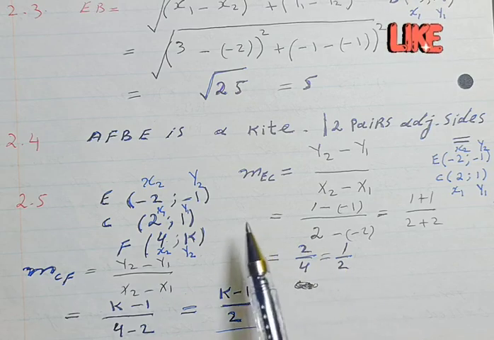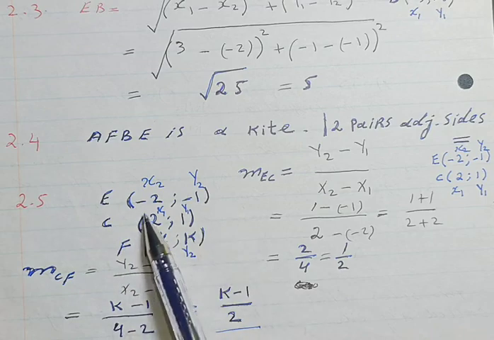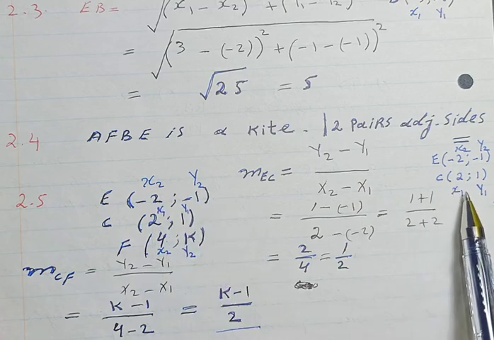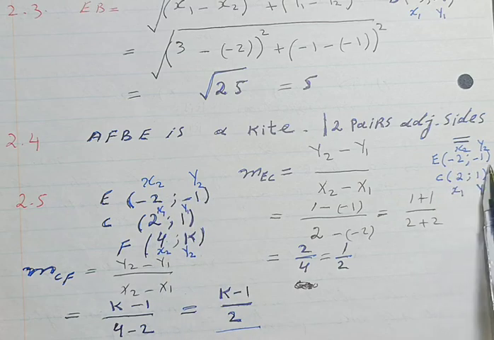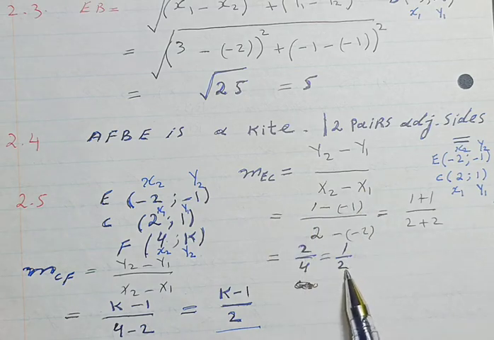Now I'm gonna find the gradient between EC. So you can write this is x1 y1, this is x2 y2, or you can write separately x1 y1 x2 y2. I plug it into this formula again. I find the gradient of EC, which is 1 over 2. Now I'm going to equate these two gradients to find the value of K.